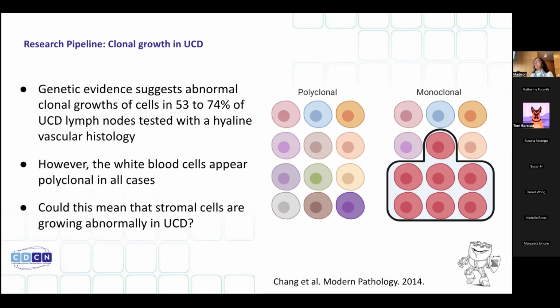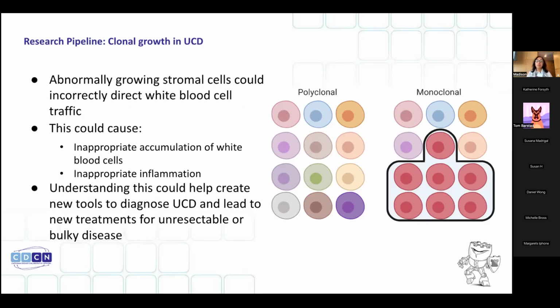So what if the stromal cells are the ones that are clonal? What if they're the ones that are having an abnormal pathology that are drawing all these abnormal white blood cells into the lymph node? So if they're abnormal, they're going to direct those white blood cells to behave differently. They can accumulate when they're supposed to disseminate. They can produce abnormal inflammation.